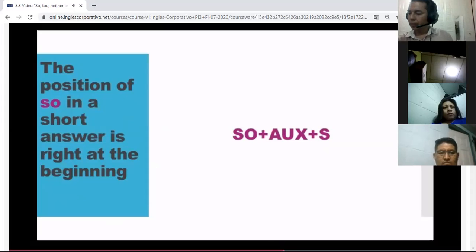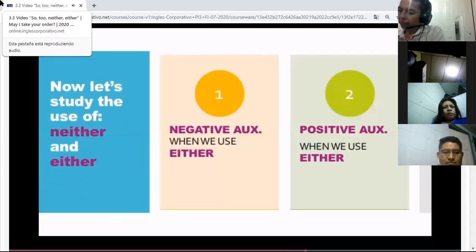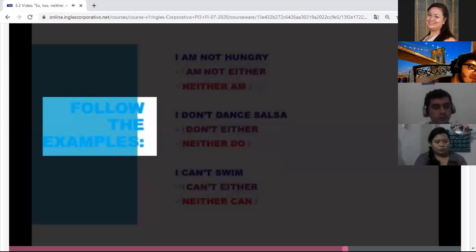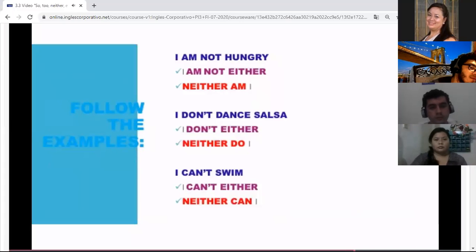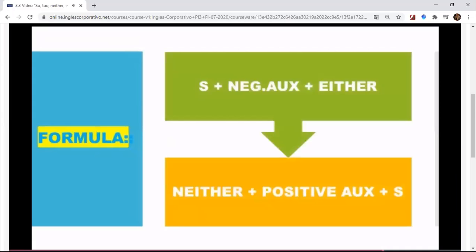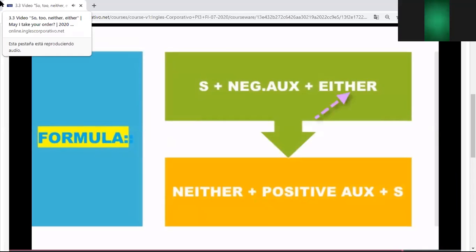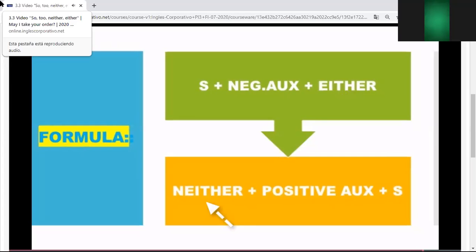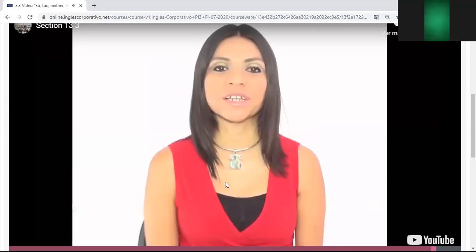Now let's study the use of neither and either. To show agreement with negative statements, we can use neither and either. We also use the auxiliary verb of the statement. Pay attention to the following. We use the negative auxiliary when we use either, and the positive auxiliary with neither. Follow the examples. I am not hungry. I am not either. Neither am I. I don't dance salsa. I don't either. Neither do I. I can't swim. I can't either. Neither can I. I'll leave you with the formula so you understand it better. Subject plus negative auxiliary plus either. Notice either goes at the end. Neither plus positive auxiliary plus subject. Notice neither goes at the beginning. Please agree with me in the following statements. Write your responses on our discussion box.